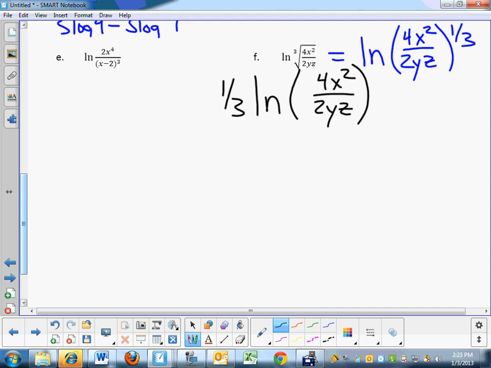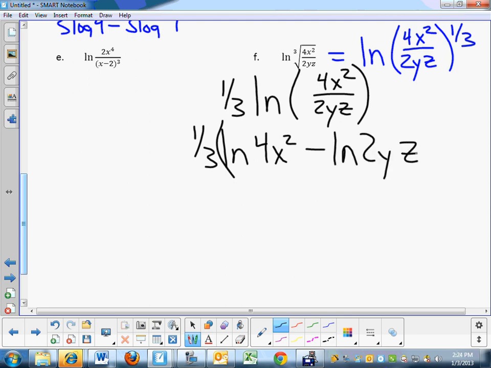Now we have multiplication, we got powers, we got division. Which one should I attack first? Division, very good. So I've got 1/3 times the natural log, 1/3 times the entire piece, right? That's where last year messed up: when do we put that parenthesis out in front? Well, if you're going to separate in two pieces here, the 1/3's got to be multiplied all the way through. So I've got the natural log of 4x squared minus the natural log of 2yz.